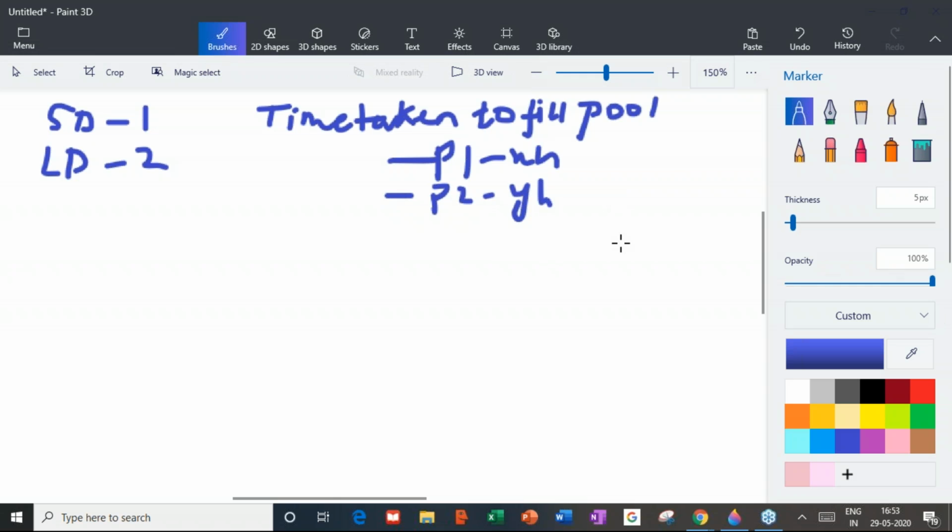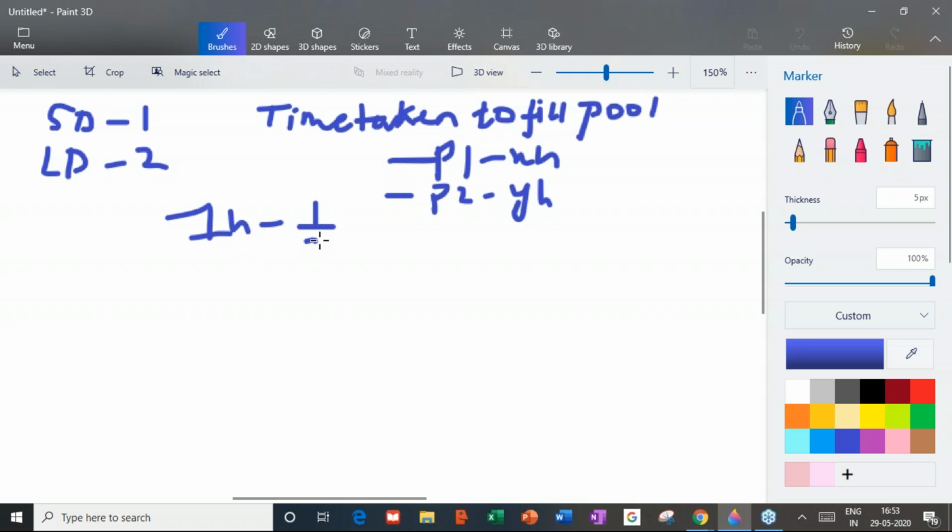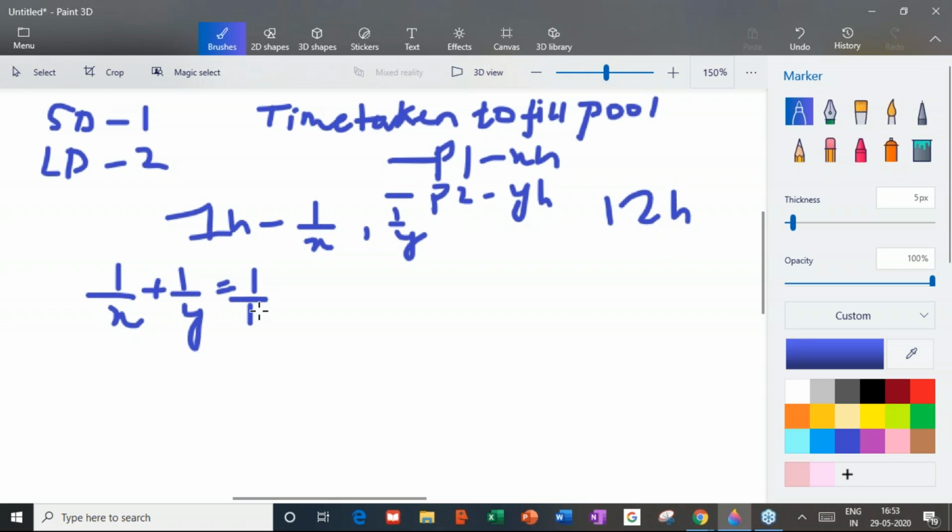Right? Now we are going to use the same concept we did in time and work. It takes x hours to fill the pool, which means in 1 hour, how much of the pool will be filled? 1 by x. Correct? And by the other pipe it will be 1 by y. And they have already said that it takes 12 hours to fill the pool. Which means in 1 hour, it can be written as 1 by x plus 1 by y is equal to 1 by 12. Okay, is it clear till here?